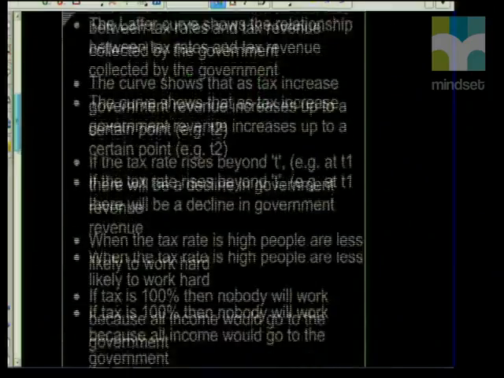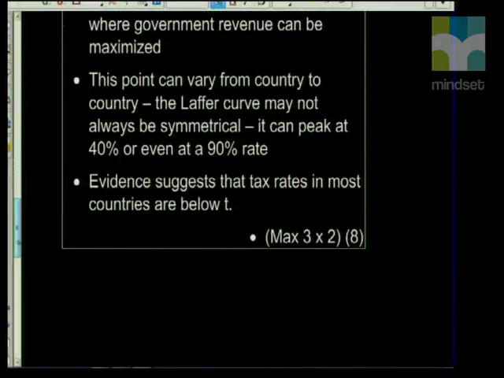Right. Okay. The last one is that this point can vary from country to country. Laffer curve may not always be symmetrical, like I say. Something symmetrical means this side is the same as this side. The left is the same as the right. If you look at the picture, everything which is on the left-hand side is on the right-hand side. So it's not the same all the time. The left might differ from the right, and so on.